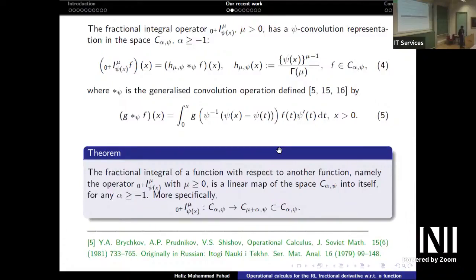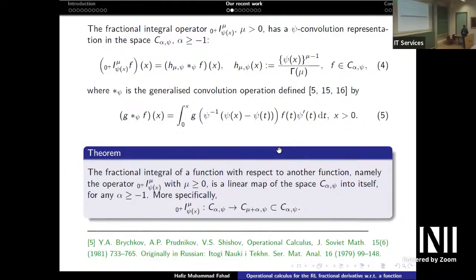Unfortunately, we couldn't cite this reference number 5 in our paper that has been published at FCAA. In fact, we were not aware of the fact that this generalized convolution and the so-called generalized Laplace transform had already been studied by this Soviet researcher back in 1979.